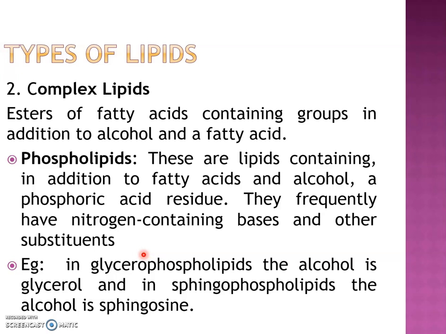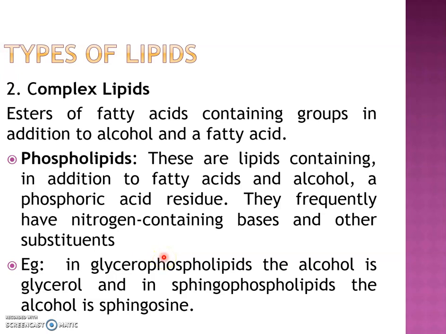For example, phospholipid. Phospholipid is a complex lipid, or we can say it is a compound lipid, that contains three components. The normal components are fatty acid and alcohol. In addition to these normal components, there is an additional component in phospholipid. The third component is a phosphate group. That is why it is termed phospholipid. That is, phospholipid on hydrolysis yields fatty acid, alcohol, and a phosphate group, or we can say a phosphoric acid residue.